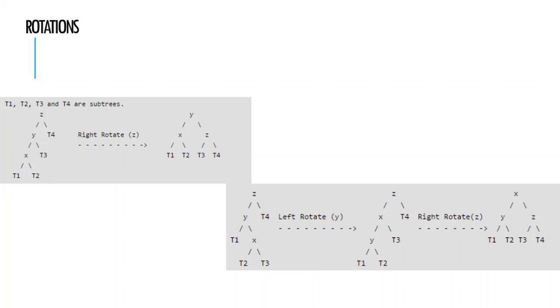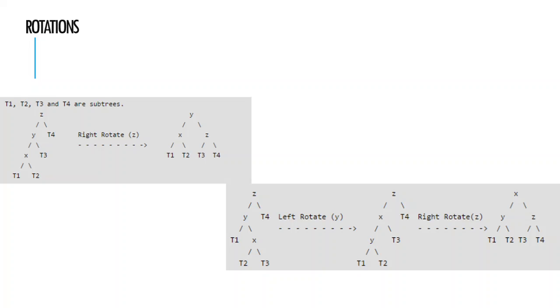We have another example, with the left rotate and right rotate. We have Z node, Y, T4, T1, X, T2 and T3. We have to left rotate the Y, but what happens if we do the left rotate? We still have a problem. So now we have to do the left right case.